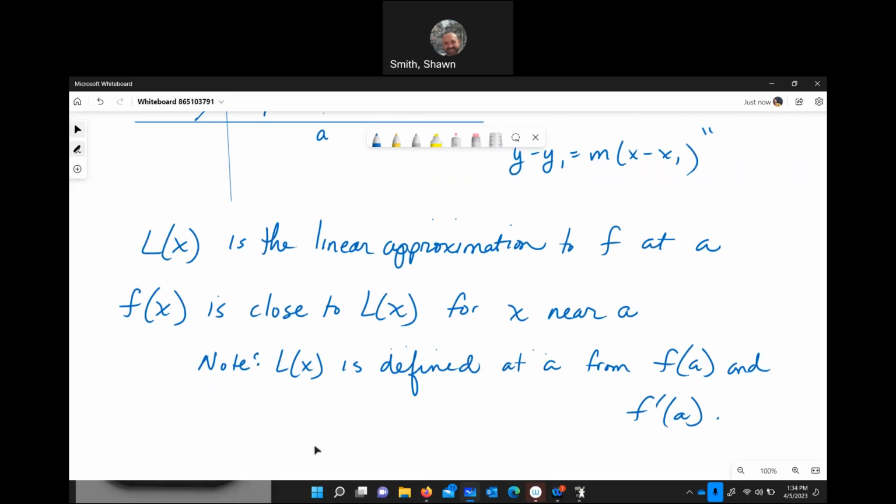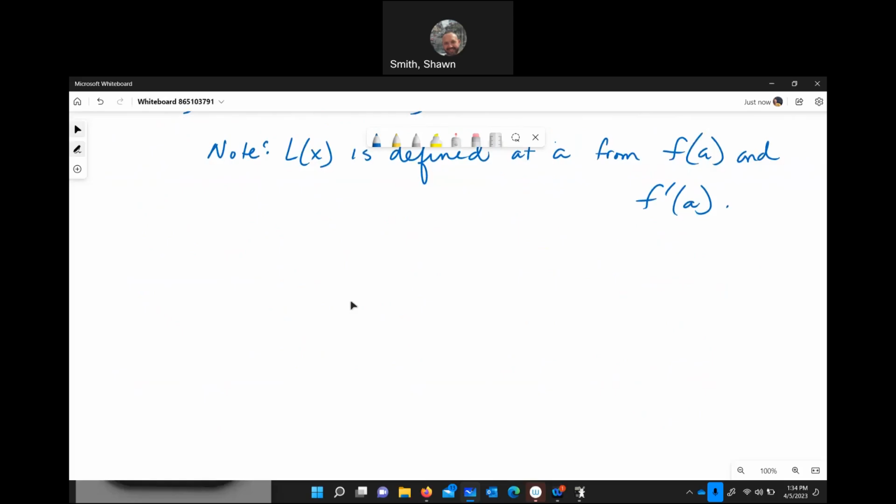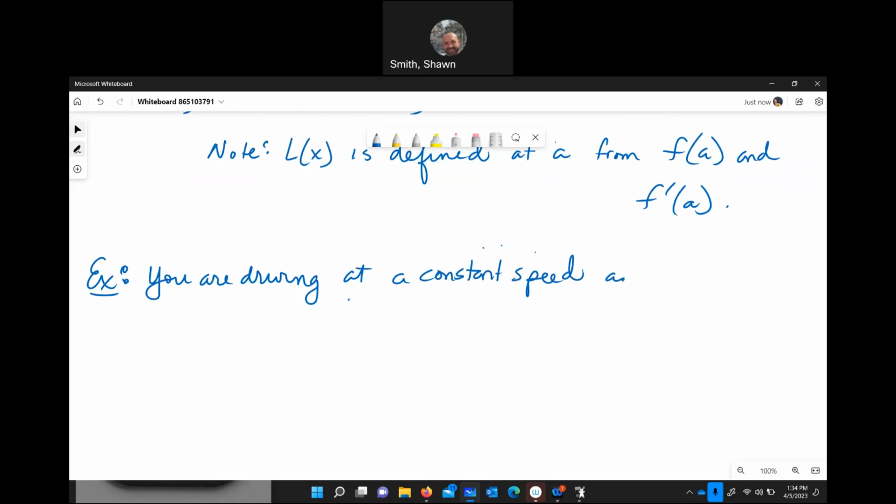All right, let's say we are driving at a constant speed, and you record the number of seconds it takes to travel between two consecutive mile markers.